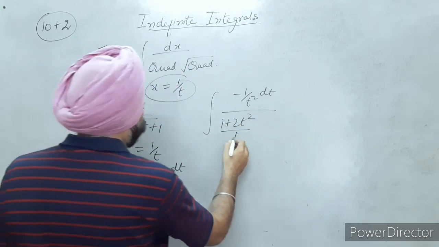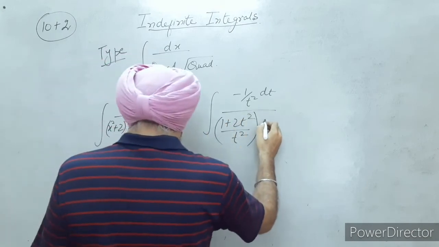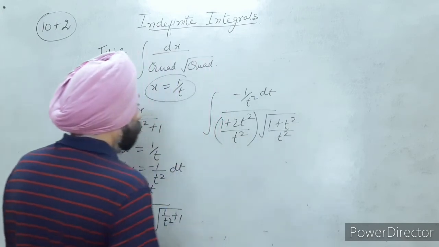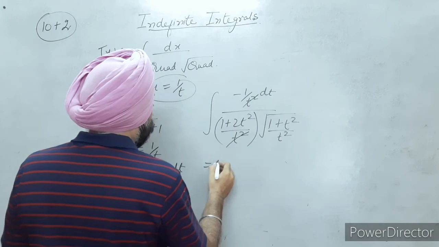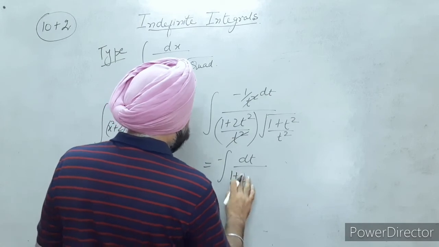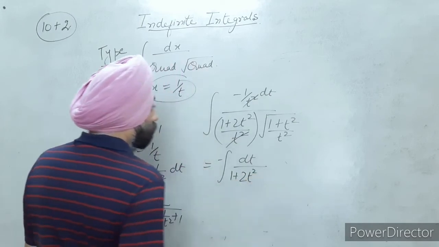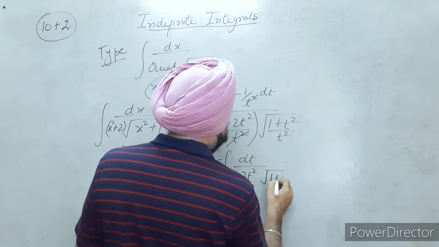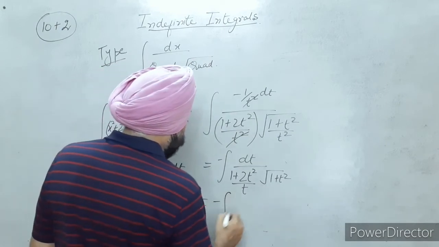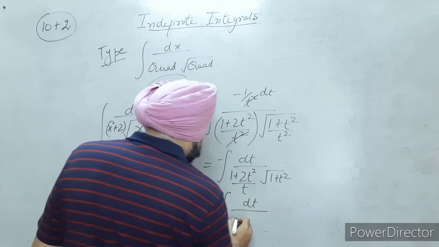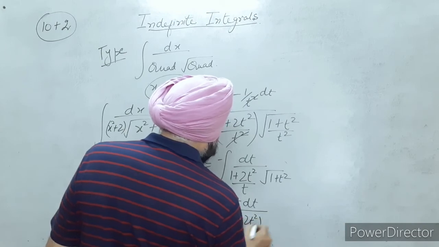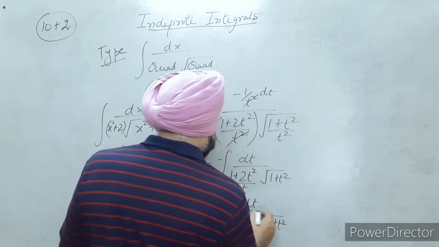upon t square under root of 1 plus t square upon t square. Now with this t square goes, I am left with 1 by this. It is 1 plus 2t square under root of 1 plus t square upon t. This thing is left. Now minus dt, right? So t upon 1 plus 2t square under root of 1 plus t square dt.